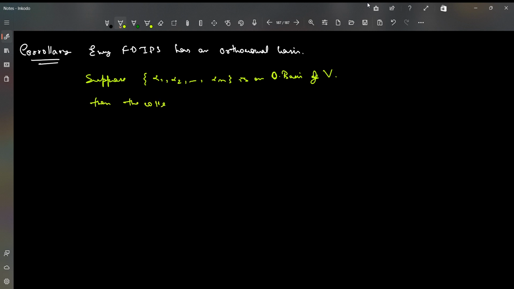Then the collection. What we do is choose each element from the orthogonal basis and divide it by its norm. So the collection alpha i by norm of alpha i, such that alpha i belongs to the orthogonal basis, suppose I write it as big alpha, with i ranging from 1 to n, is the required orthonormal basis.